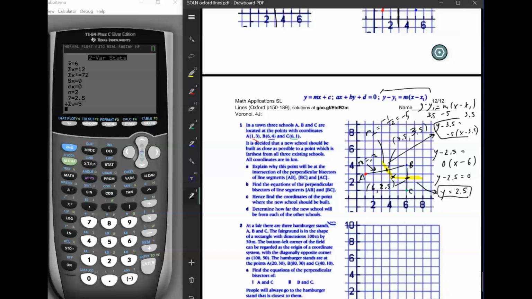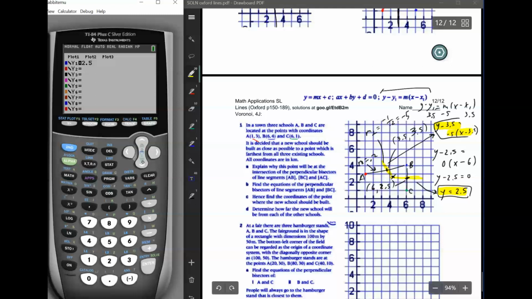Okay, and in order to find intersections, how do I do that? I do second calc intersect on the calculator, right? And in this case, I am going to put this line and this line in the calculator, but only one of them is ready to put in. y equals 2.5, we can put that directly in the calculator, right? Because it has y by itself on the left side. But the other one we don't. It says y minus 3.5 equals negative 5 times x minus 3.5. We need to put this in a form where y is by itself on the left side, so we need to get rid of the minus 3.5.